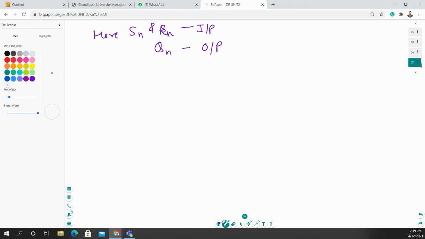Okay, so n represents the bit time. The output during the bit time will depend upon the time. So what does Qn plus 1 mean? This is the Q after the clock signal. After the clock signal, it will give you the output as the n plus 1 state.